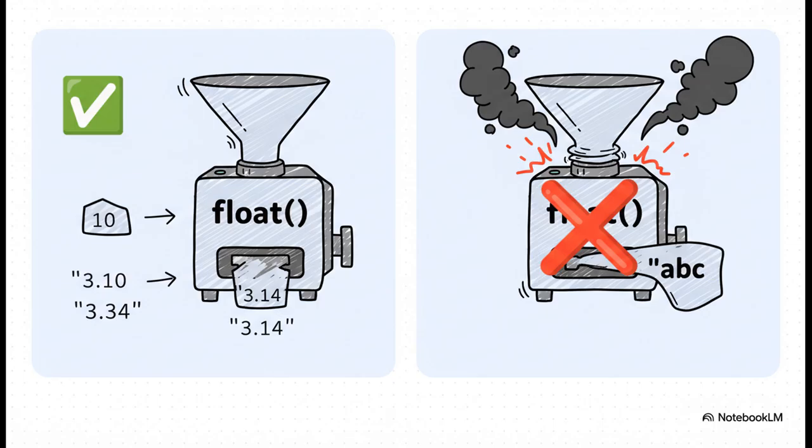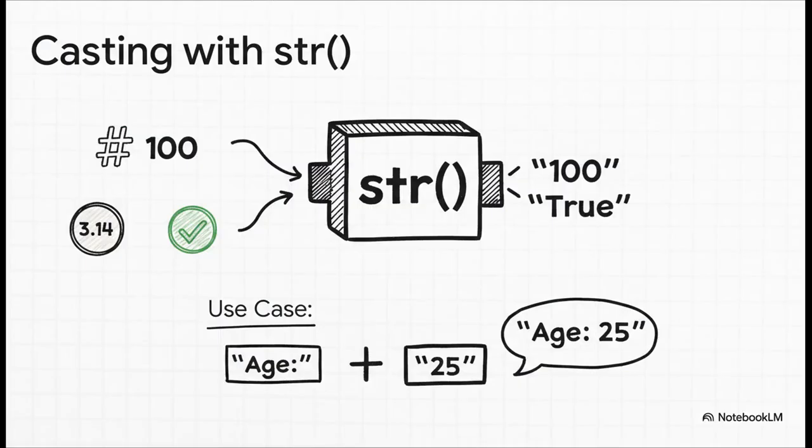But just like the int function, if you try to give it a string with letters in it, like ABC, yep, it's still gonna crash. Now, str is kind of the opposite of the other two. You can think of it as the Swiss Army knife of casting. It's super flexible. You can throw almost anything at it, an integer, a float, a Boolean, and it will happily turn it into a string for you.